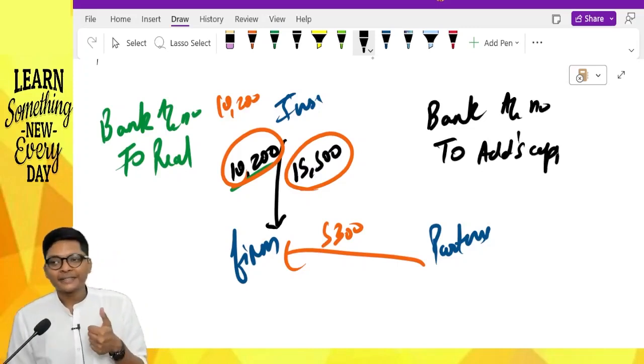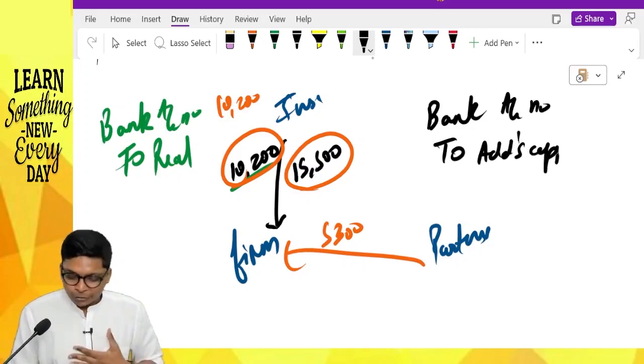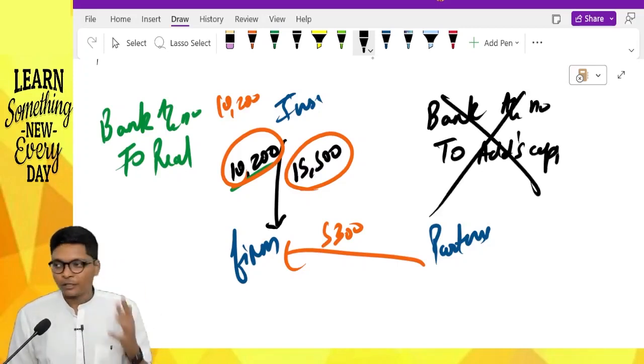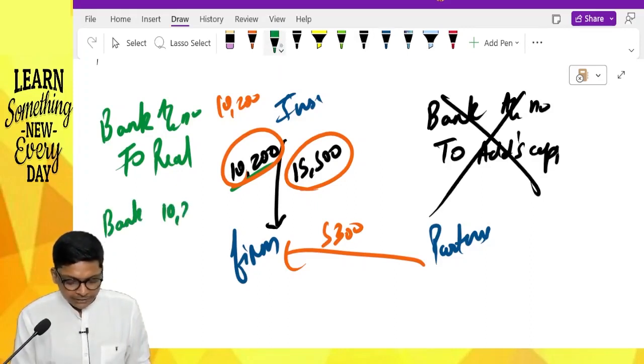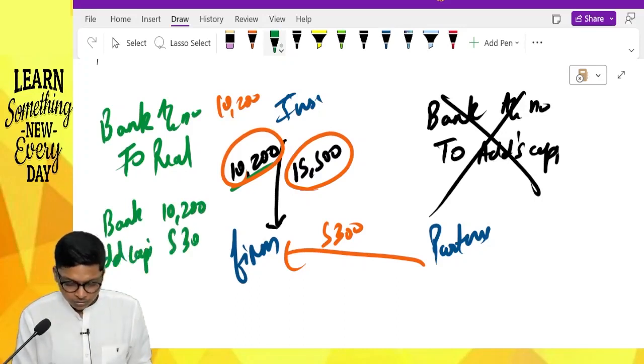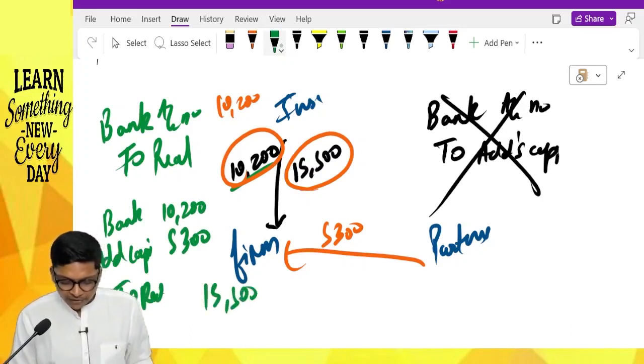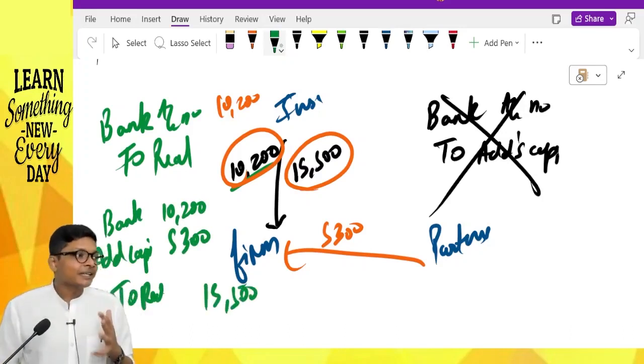He is not bringing in money, correct? Is he bringing in money? So this entry is wrong. Simply I'll write wrong entry. So the entry will be: bank account debit 10,200, Add's capital account 5,000, to realization 15,500. Purida, did you get the entry by yourself?